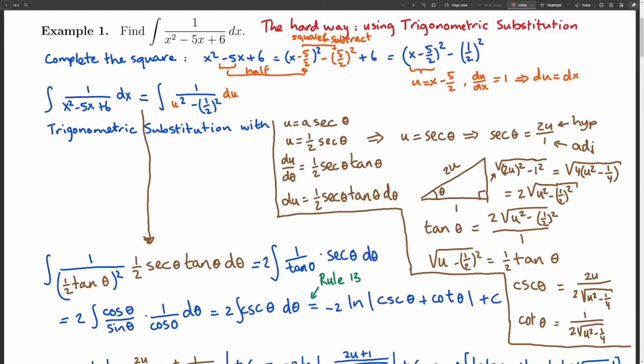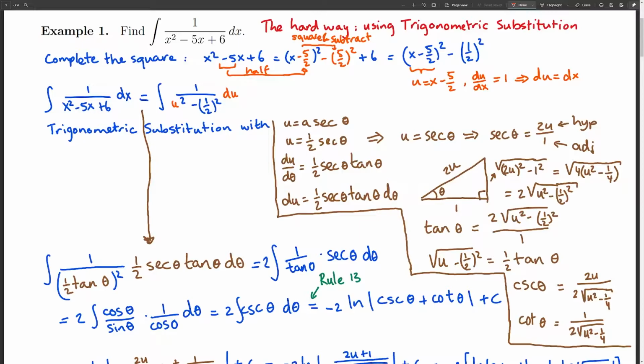In this video, we'll finish up a problem that we started in the lecture, namely example 1, which is to find the antiderivative of 1 over x squared minus 5x plus 6. We decided to do this the hard way using trigonometric substitution. For that, we had to start off with completing the square and then using a substitution u equals x minus 5 over 2. That simplified our integral to the integral of 1 over u squared minus 1/2 squared du.